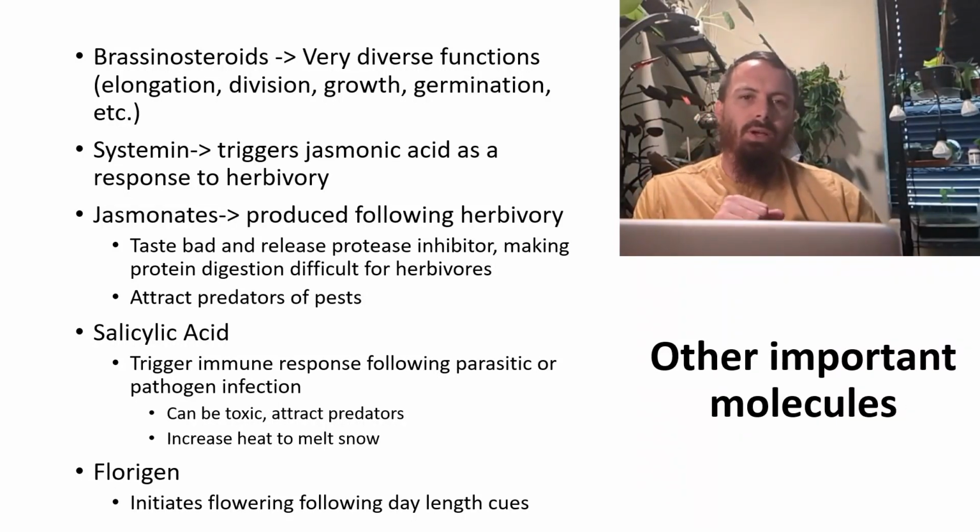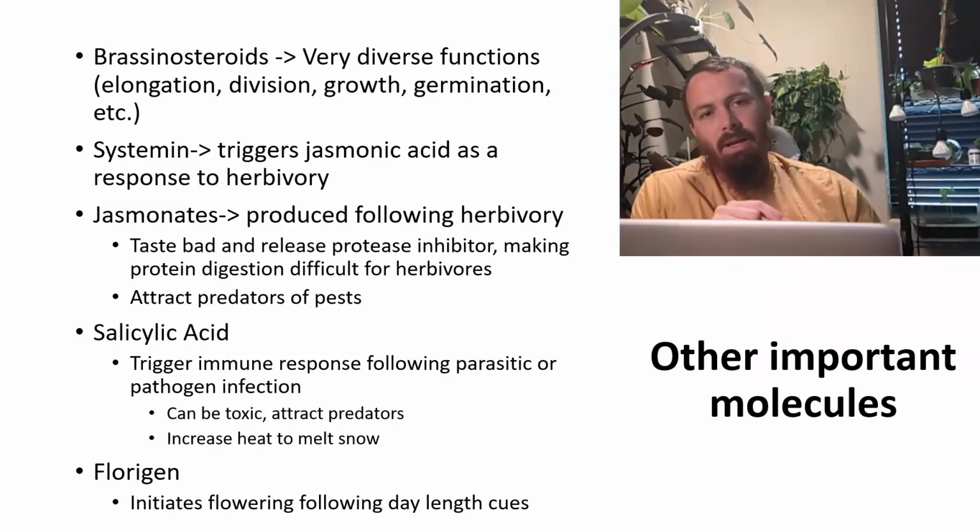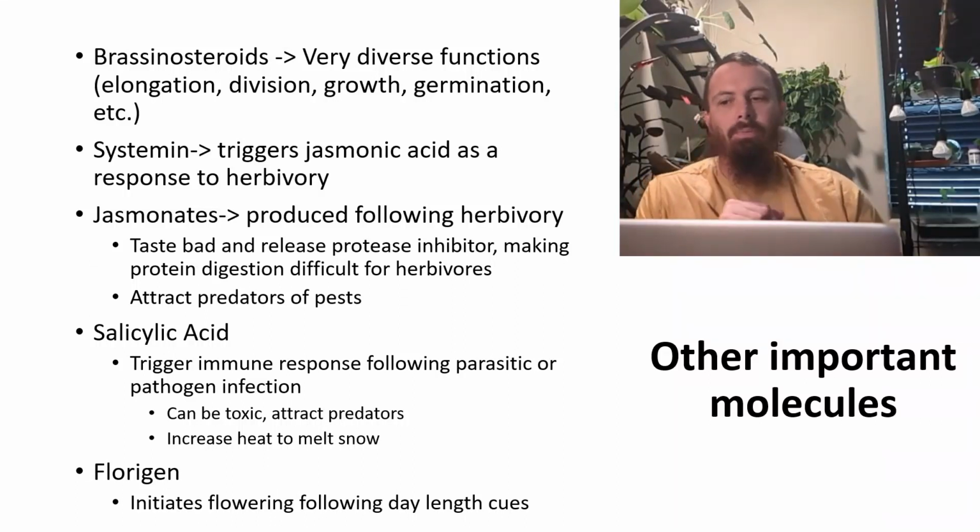It can also, in some ways, attract other predators for the pests. So, like, the enemy of your enemy is your friend. Say you have an aphid, you might want to call in some ladybugs or some other things to come in here and eat those aphids. And so you're trying to attract the predator of your pest, and some jasmonates may play that role.